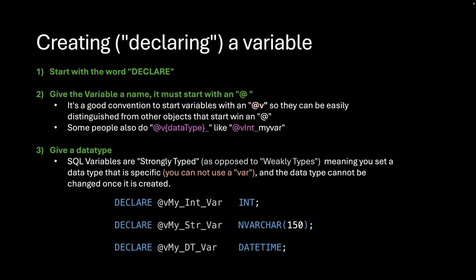Now, after you give it a name, you give it a data type, right? This is very similar to when we were doing tables and you were giving the data types for the columns in the tables, right? So you're saying declare your variable name and then the data type. So declare @v my int var for an integer, or declare @v my variable varchar, so on and so forth. Okay.